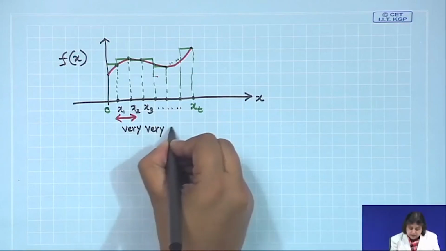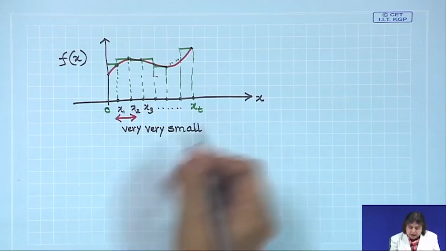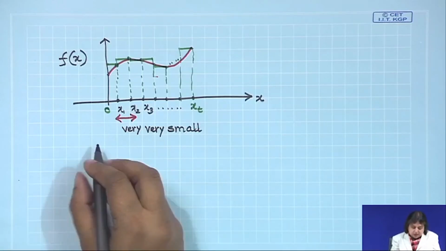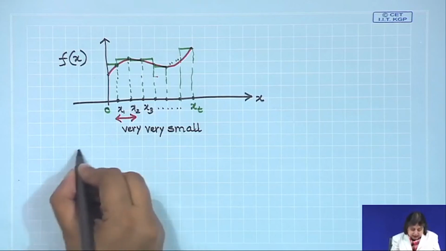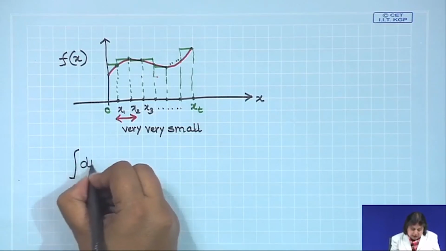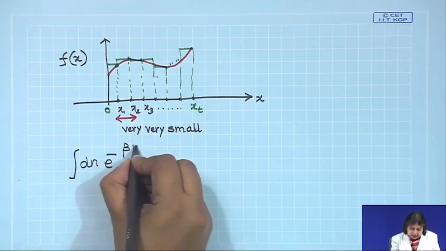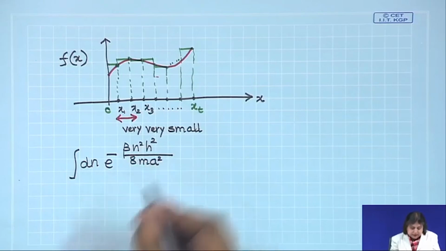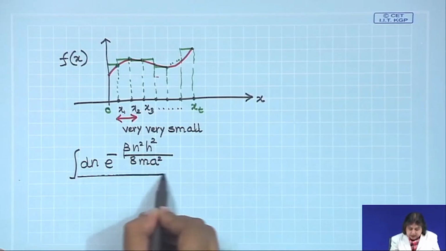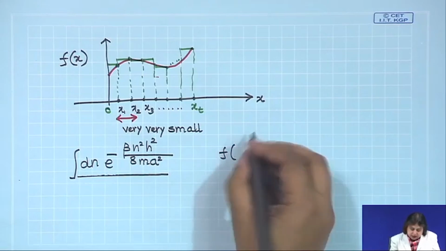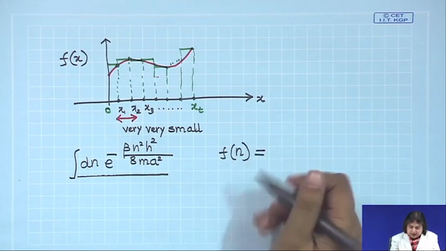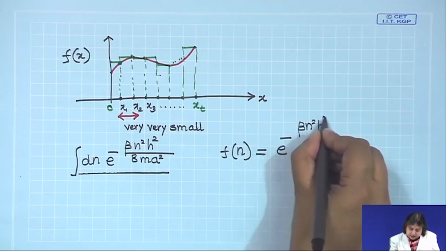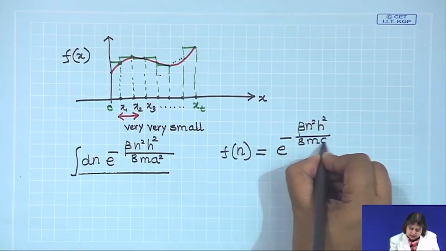Now, if you go back and look at the typical values that we are thinking of here, we are going to look for d n e to the power of minus beta n square h square divided by 8 m a square. I am going to evaluate this. So, which one is my f x? My f x or my f n here is equal to e to the power of minus beta n square h square divided by 8 m a square.